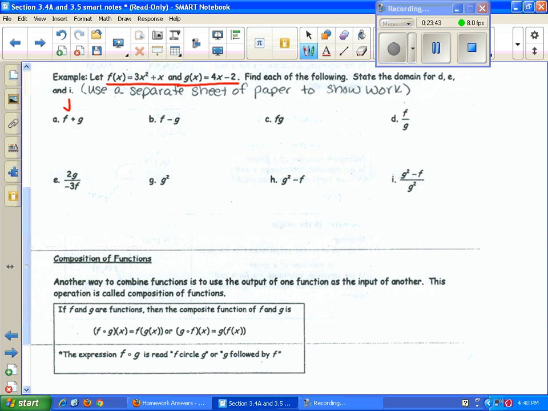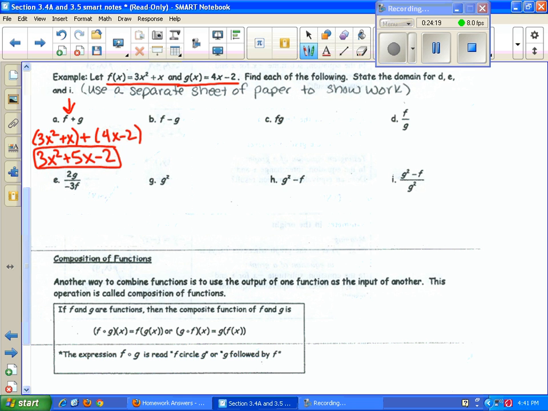For the first one, you're going to add the two functions together. So in this case, you would have 3x squared plus x, and then add that to 4x minus 2, and then you would need to combine like terms. So there are like terms with the x's. That means this would become 3x squared, plus x plus 4x would give me plus 5x, and then minus 2. So this would be my function. Then I would do f minus g, which you're going to have to do, multiply them, divide them.